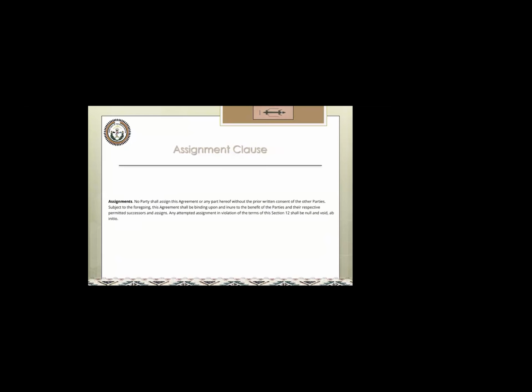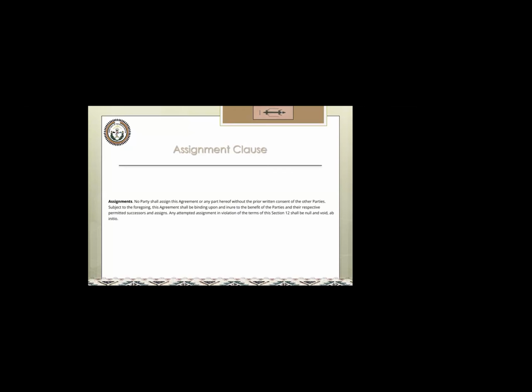No party shall assign this agreement or any part hereof without the prior written consent of the other parties. Right? So that's something that we see with assignment clauses. You can get a little bit creative with these things. If you're doing an assignment clause, do you want the other party to be able to assign their rights and duties under that contract to a third party, to somebody else? If so, can they do it without your consent, without your knowledge, or are you going to require prior written consent in order for them to do that?